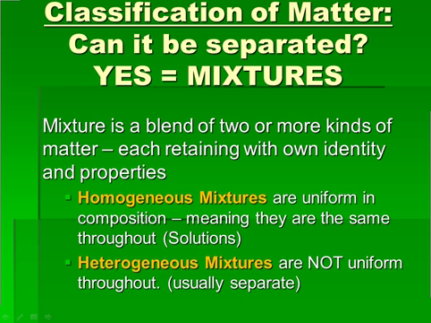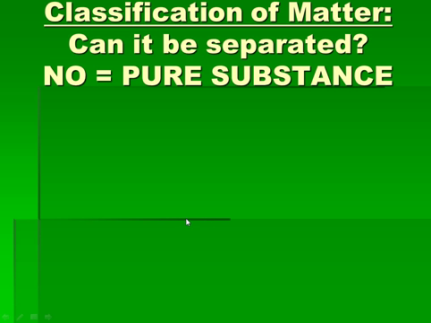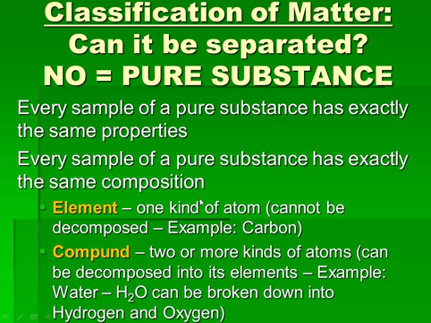Alright, so moving on. What if the matter cannot be separated into different things? If the answer is no, then we call this a pure substance. A pure substance is such that every sample of it has exactly the same properties. No matter how big or small the sample is, no matter if you're talking about one atom or a ton of that substance, it's all going to act and behave exactly the same way. So, every sample of a pure substance has exactly the same composition.